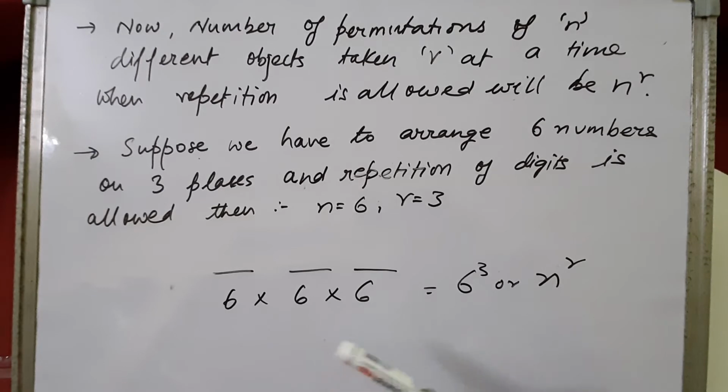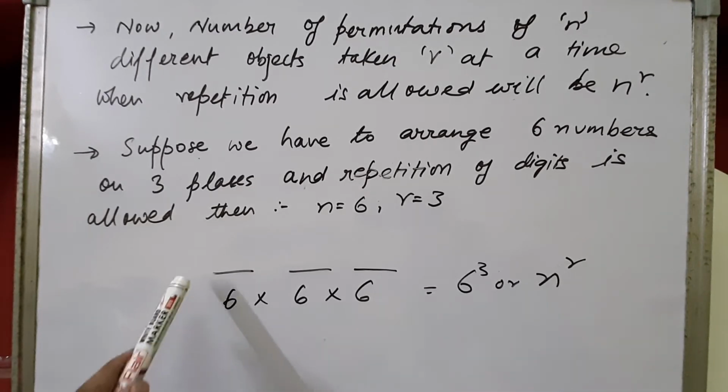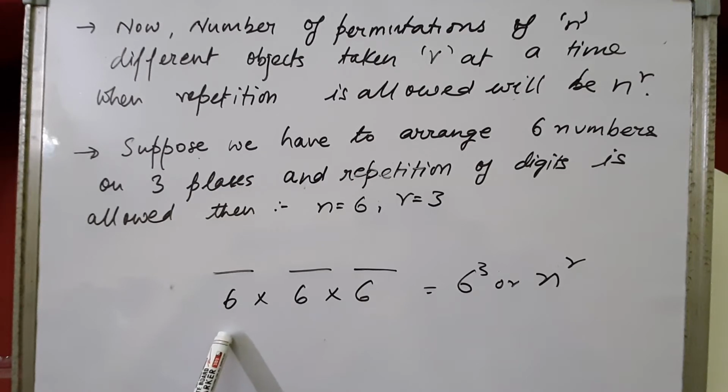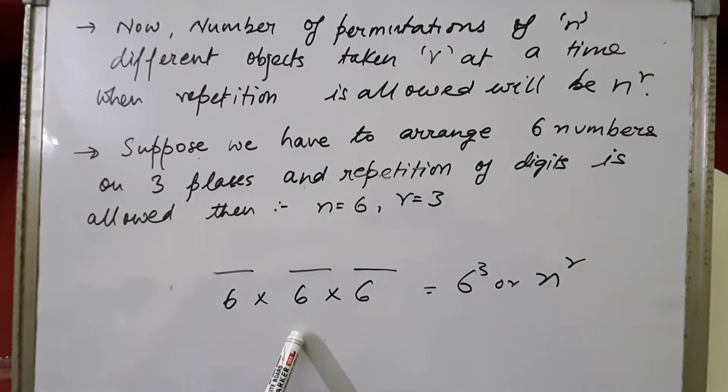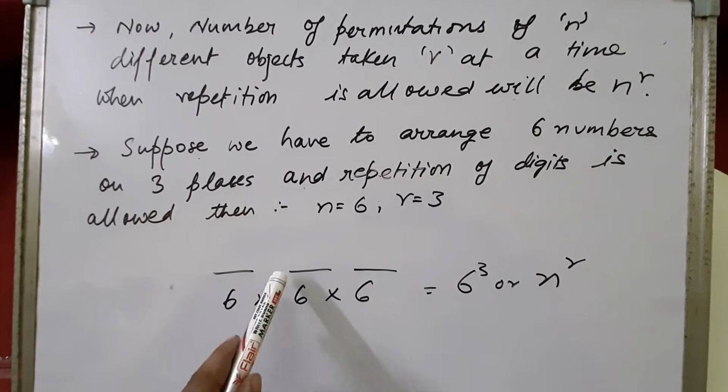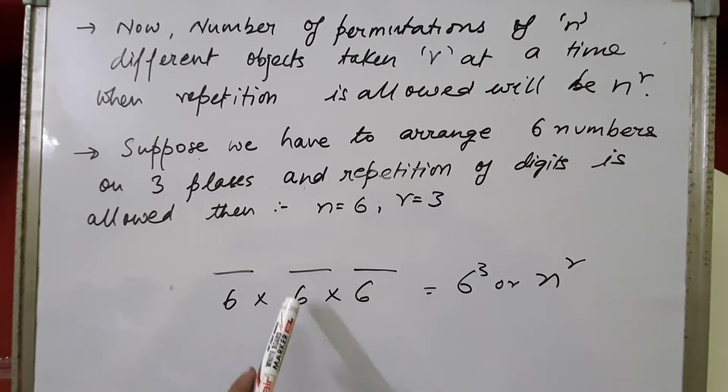Suppose we have 3 places. We have to make a 3-digit number: 1, 2, 3. For the first place, how many options do we have? We have 6 options. Any number from the 6 numbers can come here. Now one number is occupied, but when repetition is allowed, there is no issue. We can repeat the number. That means for the first place we have 6 options, for the second place 6 options, and for the third place 6 options as well. So 6 into 6 into 6 is 6 to the power 3.